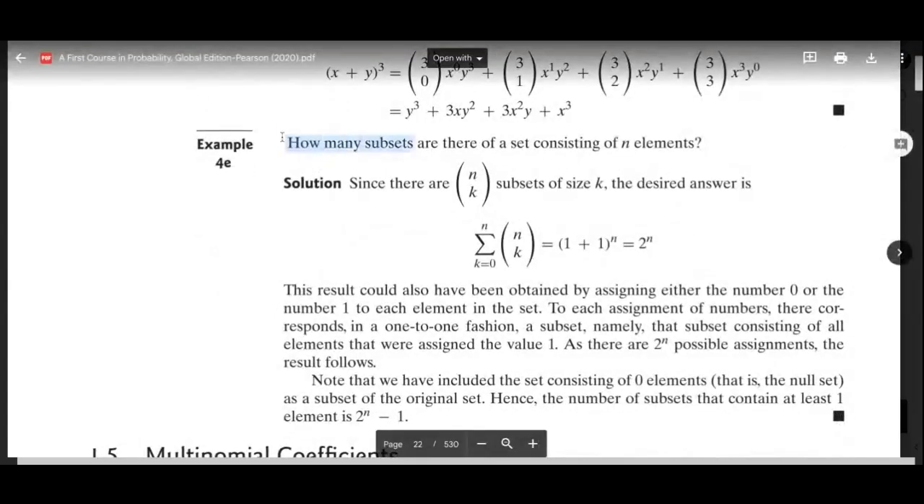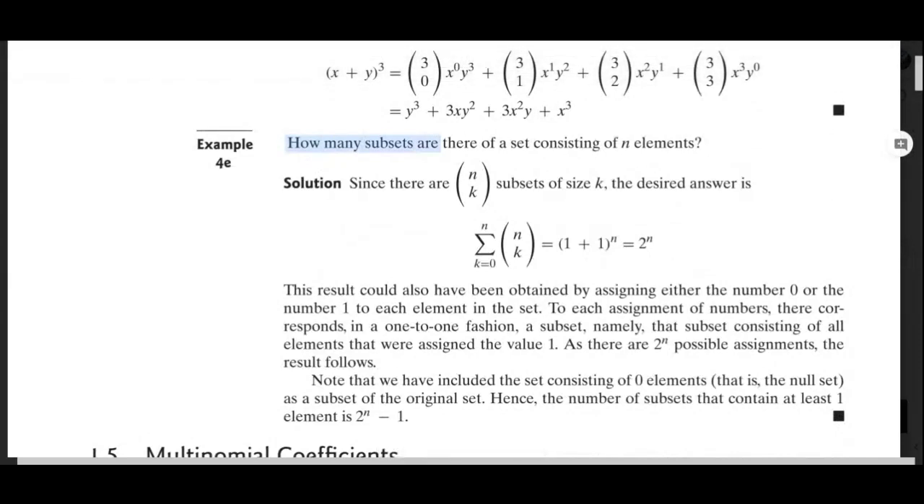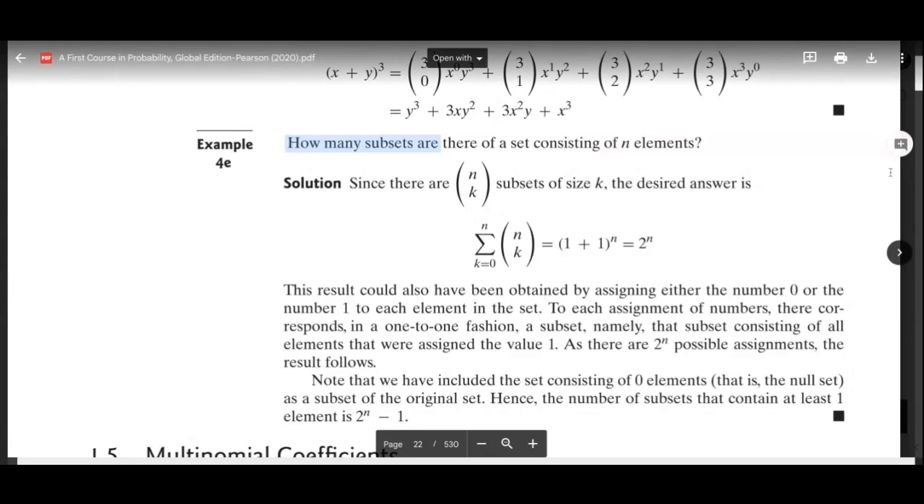Now let's see this question. How many subsets are there of a set consisting of n elements? Subset. We understand the subset, right? Or maybe I explain a little bit.